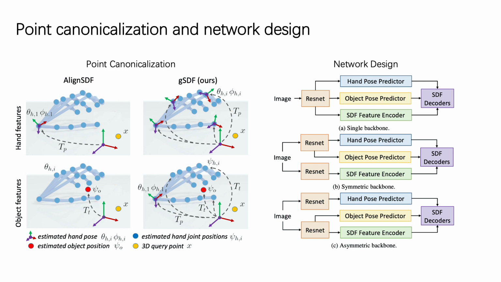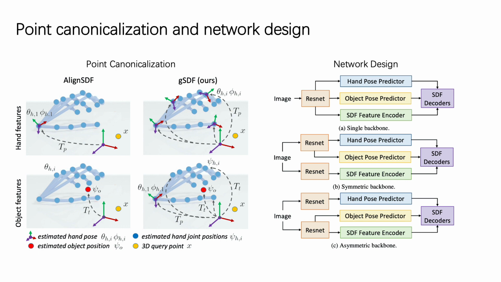This page shows the process of producing hand and object kinematic features, which is also called the point canonicalization process. Compared with a recent work along SDF, we not only consider the poses of the hand wrist, but also include the full hand kinematic chains of poses, which incorporate stronger prior knowledge about the hand structure.